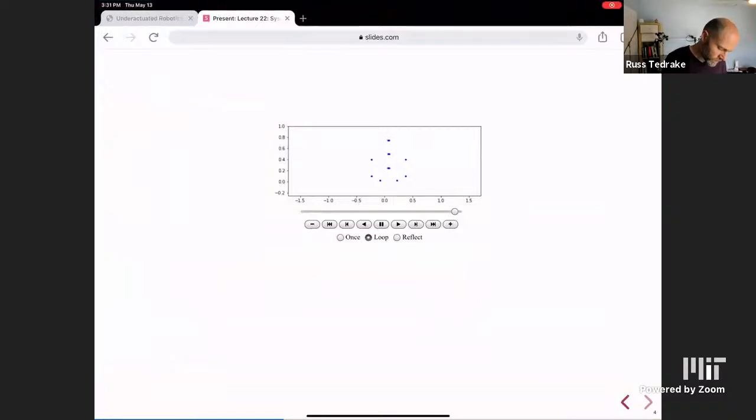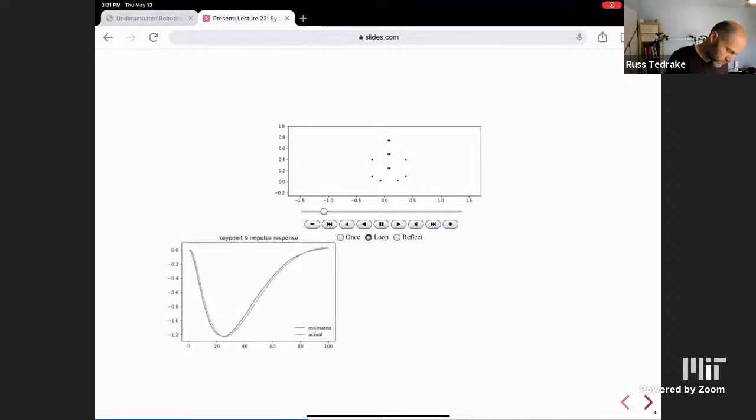Okay, first off, it generates an estimated and actual impulse response, just fitting from least squares. I could plot all of the key points, but I just plotted one of them. A lot of them look pretty similar, okay? And it looks like the impulse response, at least, has done a pretty good job of capturing the response.